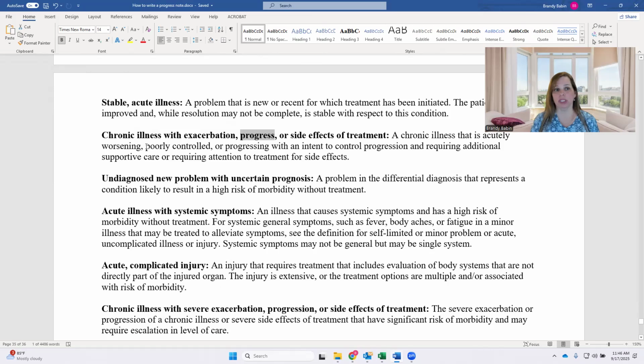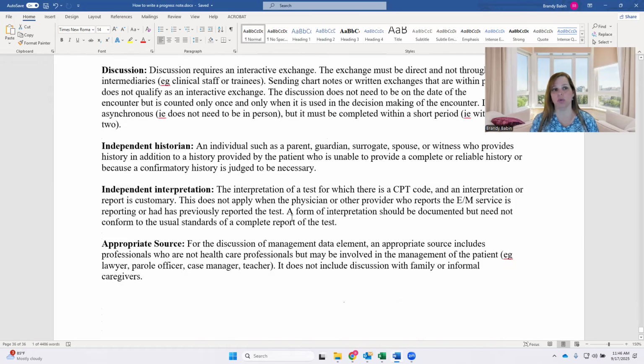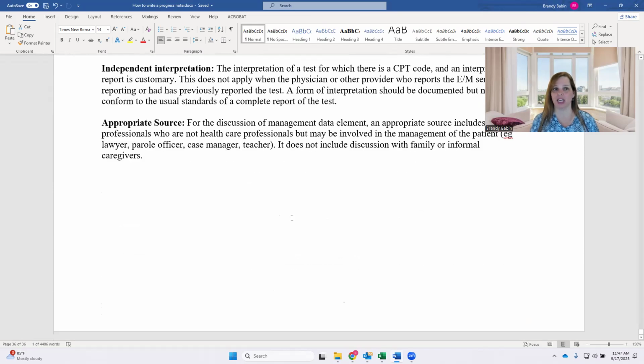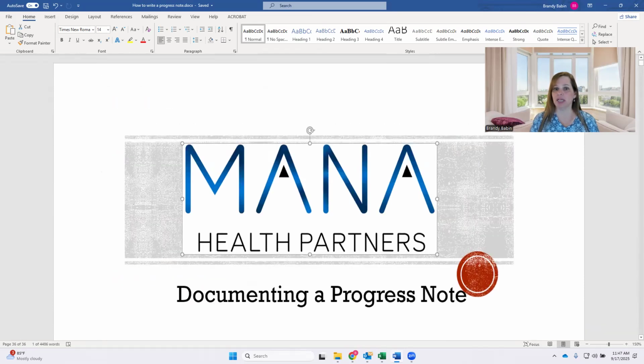So is it poorly controlled? Is it progressing? Is it acutely worsening? What are we talking about? We're talking about the diagnoses. So when you're looking at this, make sure that you're looking at the diagnoses for that. So that's my information about documenting a progress note.